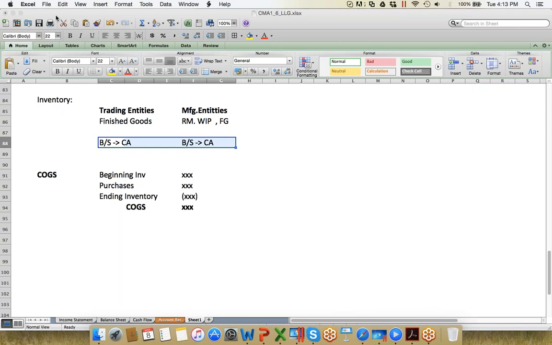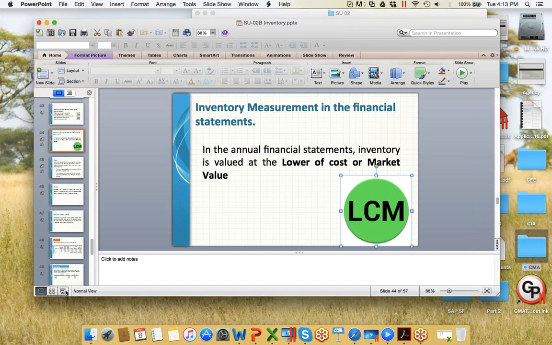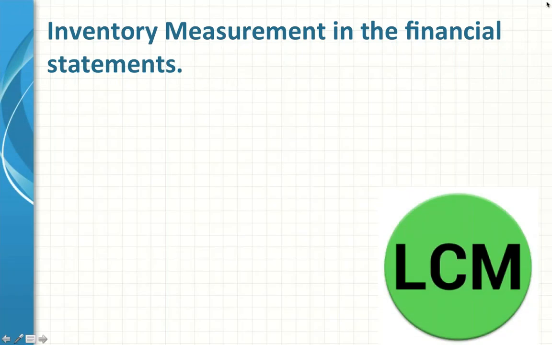Hi, good evening. Today we'll discuss the inventory valuation in the financial statements.